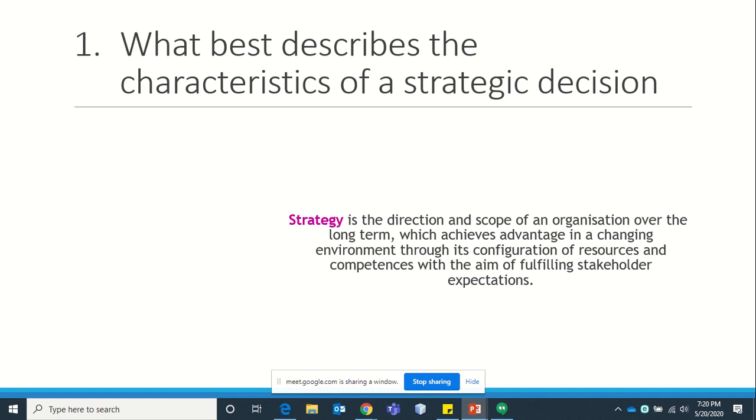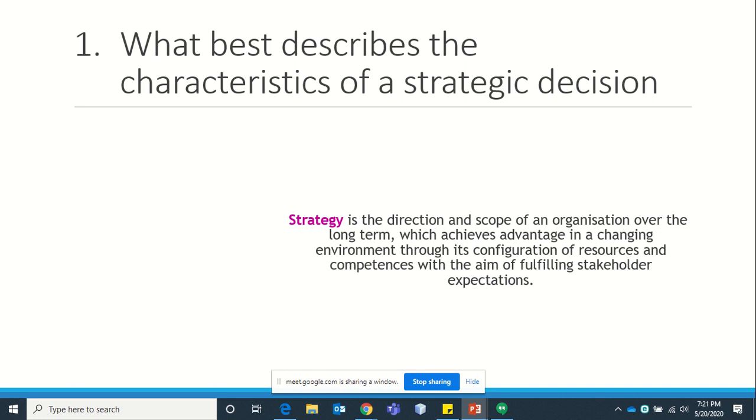It's impossible to apply, right? So here it's about the long term. And here it says it achieves advantage in a changing environment, because each and every organization operates in an environment.